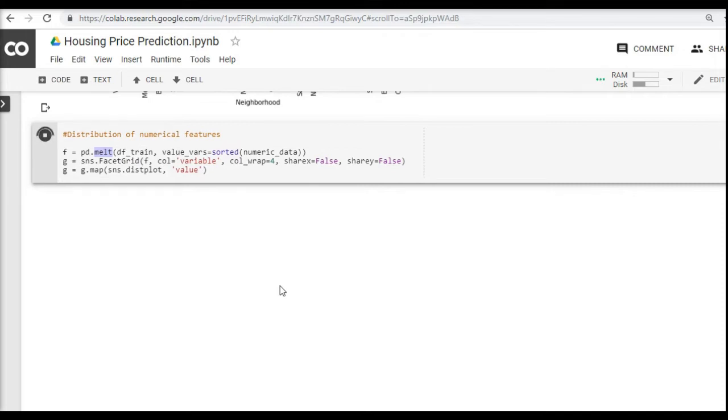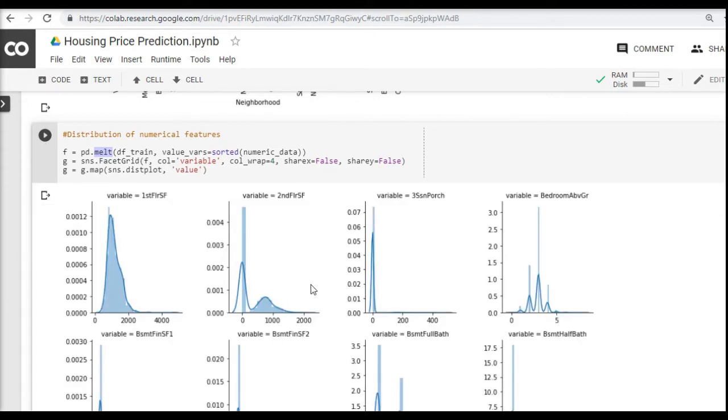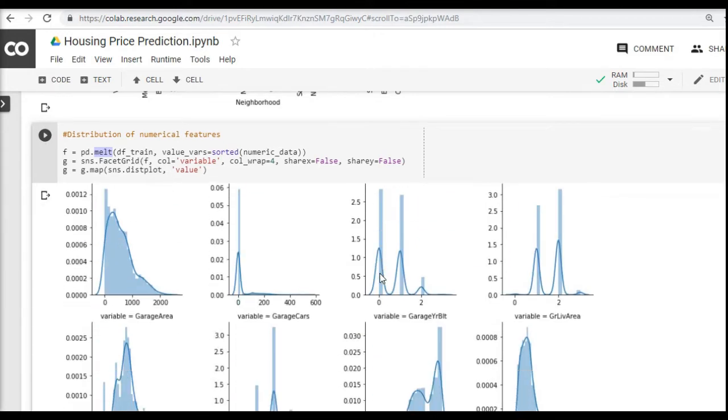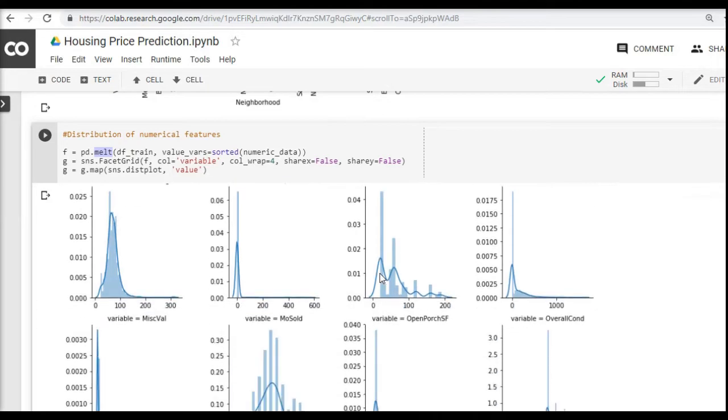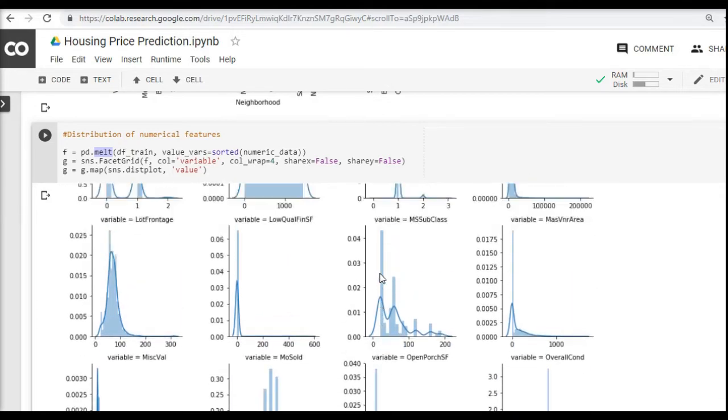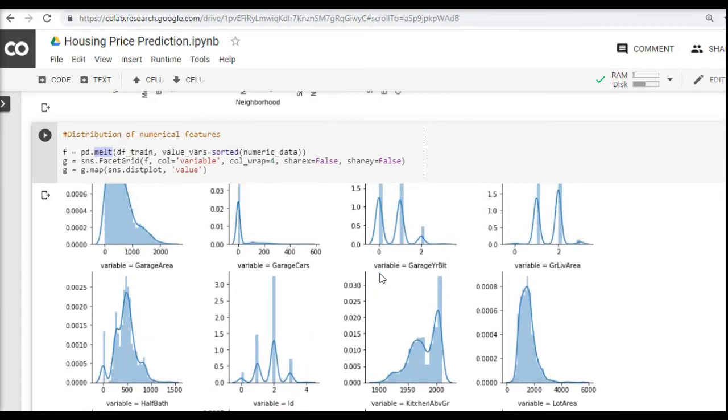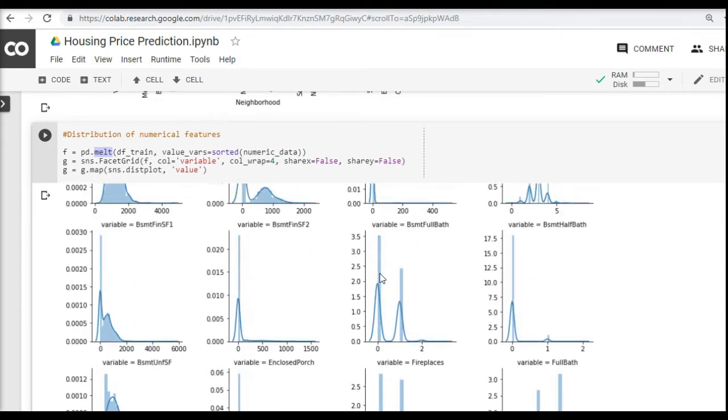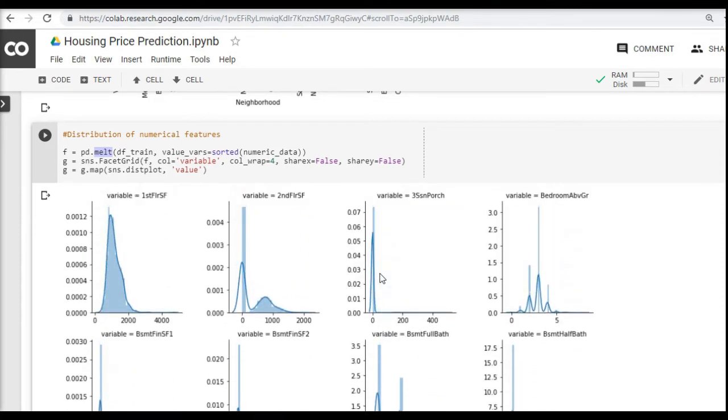Okay, it does take a little bit of time because it is trying to plot many combinations of graphs. Wow, so we have so many plots at the same time, but what exactly are we trying to find from these graphs or these distributions?